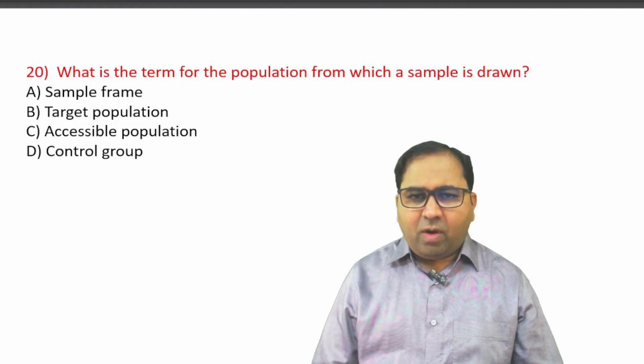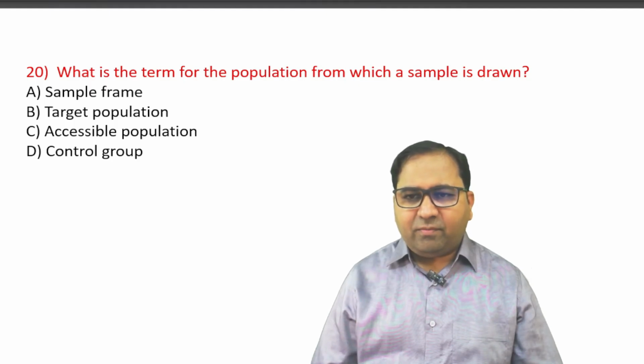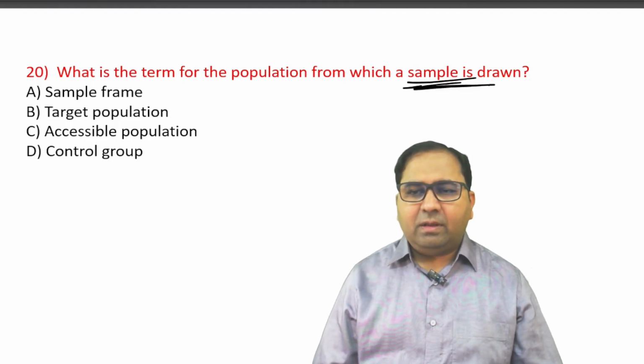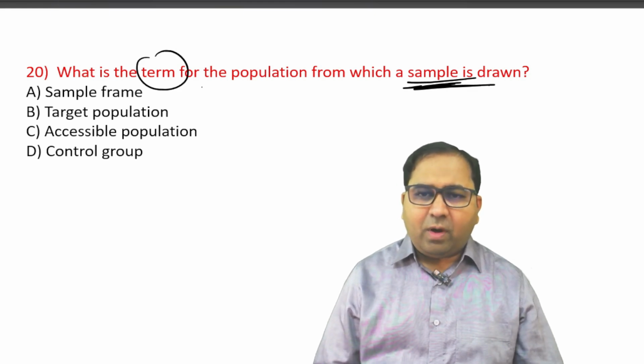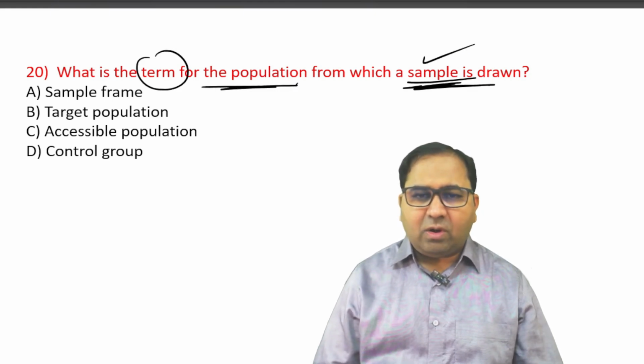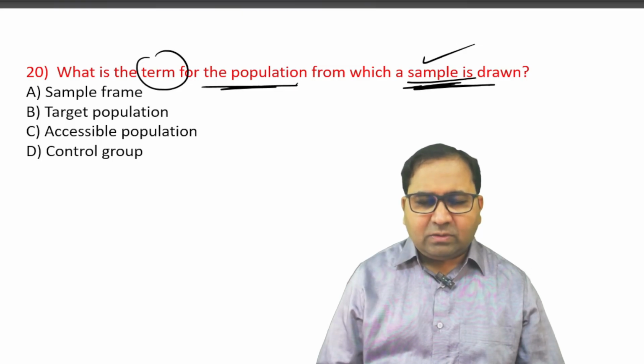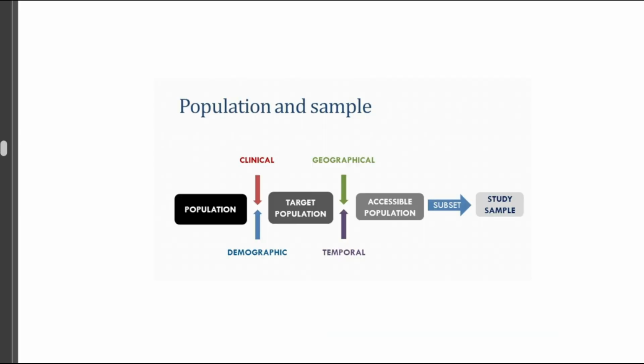Next question. What is the term for the population from which a sample is drawn? Okay. Options are A. sample frame, B. target population, C. accessible population or D. control group. So what is the term for the population from which a sample is drawn? The answer for this question is C. accessible population. Please remember this answer.